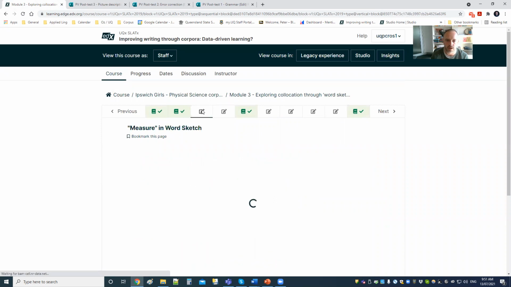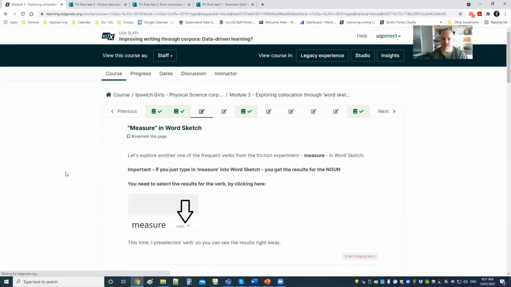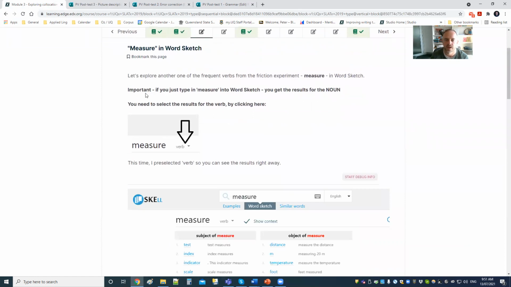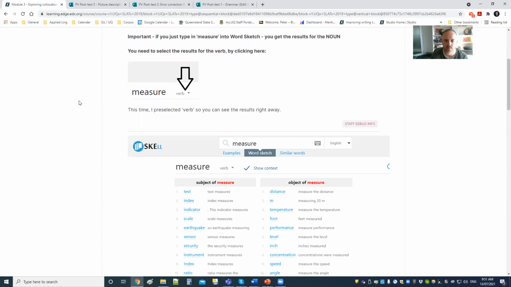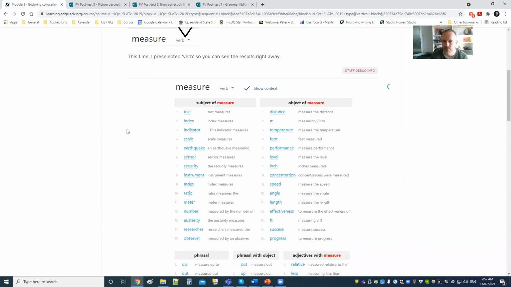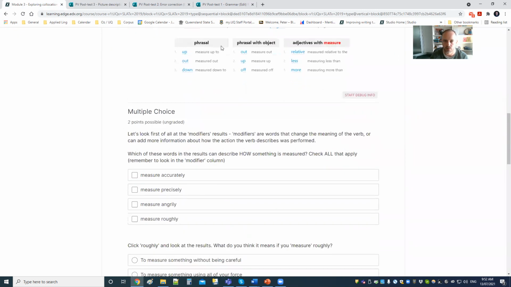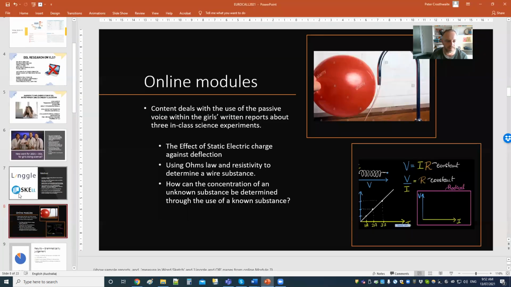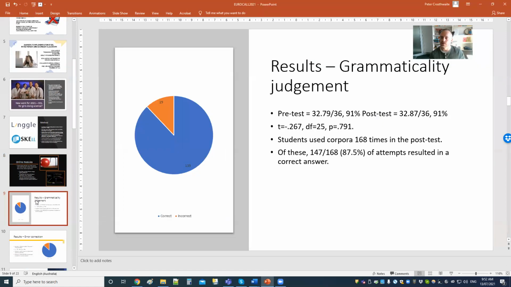I believe there's one here from Word Sketch in SKELL as well. So here the word "measure," which was one of the more frequent verbs that they were using in their write-ups. Here, the students can see the Word Sketch of the verb "measure." They would look at the results and then they would complete some multiple choice answers based on what they managed to see. So let's have a quick look at the results now.